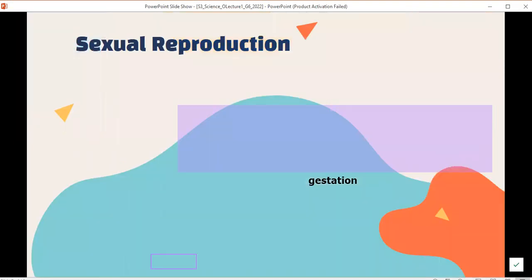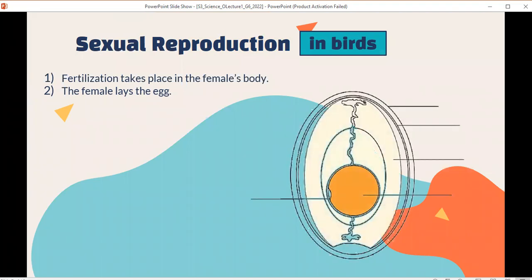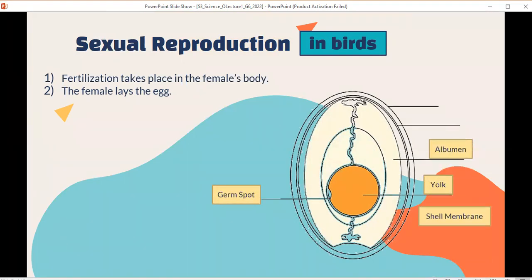This is in mammals. What about birds? Birds do not give birth for sure. They lay eggs, so they are oviparous. Fertilization happens inside the female's body. The female lays the eggs. This is stage 2, or process number 2. The egg shows different parts, and each part has a function in the development and reproduction process. Let's start with the germ spot that will grow into an embryo and then a chick.